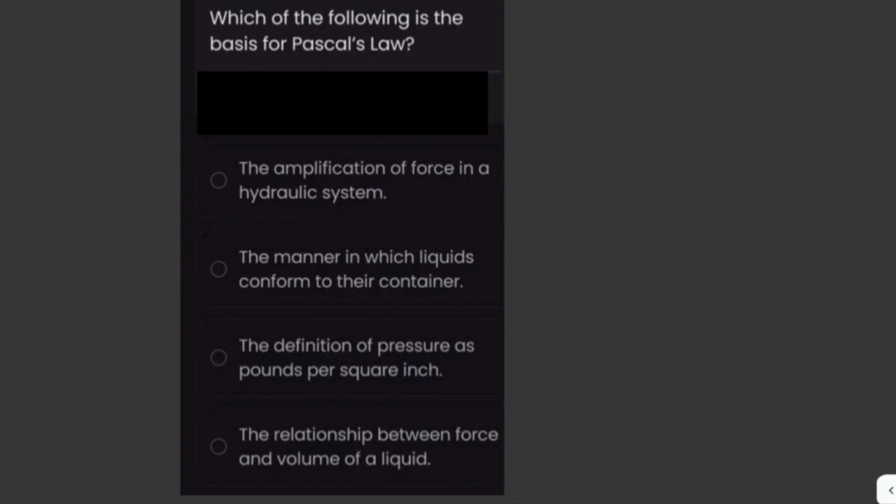In a hydraulic system, a small force applied to a small piston can be amplified, or transmitted to a larger force through a larger piston, by utilizing the principles of Pascal's law. This allows for the amplification of force, making hydraulic systems effective in various applications such as machinery, automotive braking systems, and hydraulic lifts. So the answer here is amplification of force in a hydraulic system. This one.